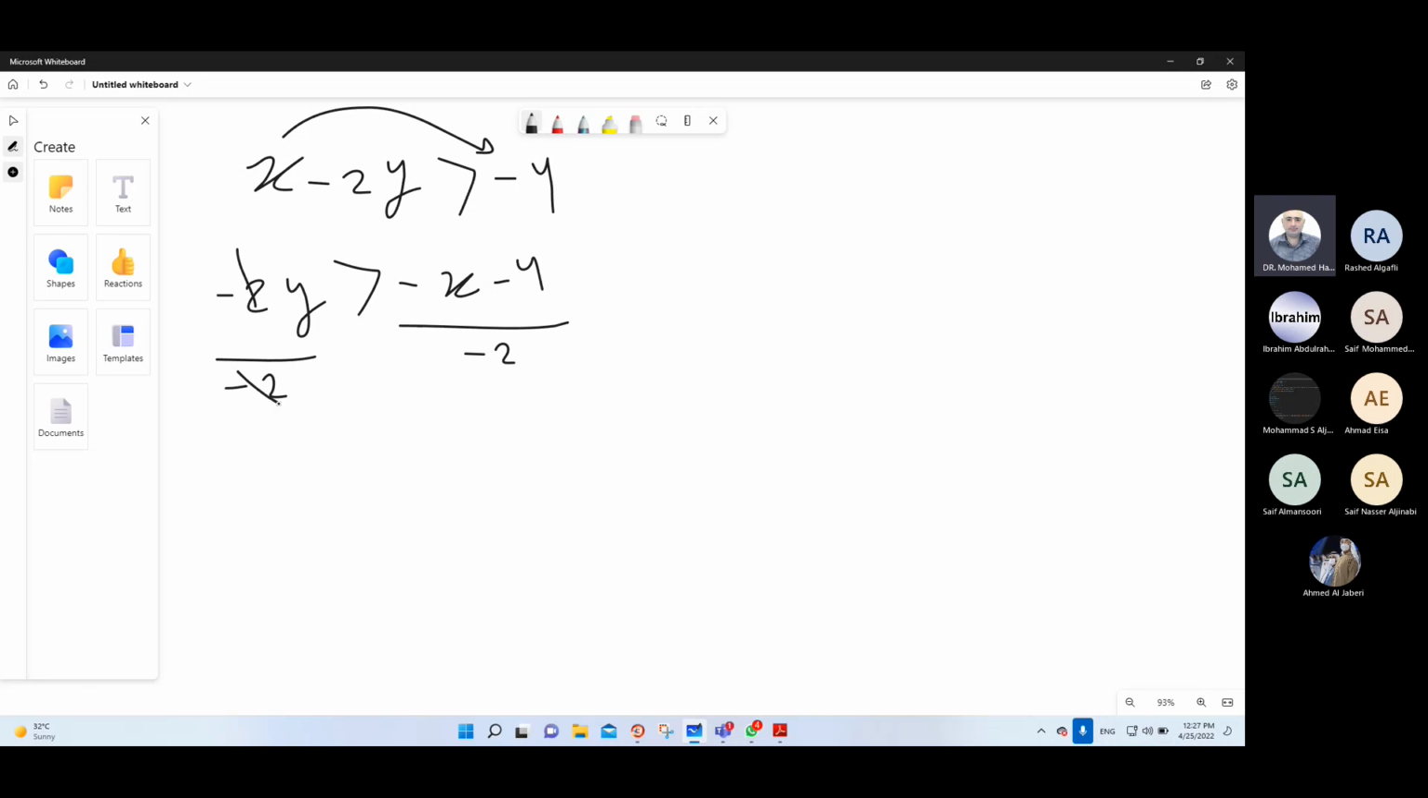Negative 2 divided by negative 2 will be 1. 1y means y. And switch the direction of the sign because it's divided by a negative number. And here minus divided by minus will be positive, will be 1 over 2x. And here minus divided by minus will be positive, 4 divided by 2 will be 2. Now this is the inequality. How to graph this inequality?